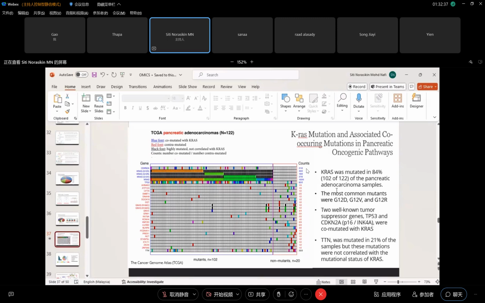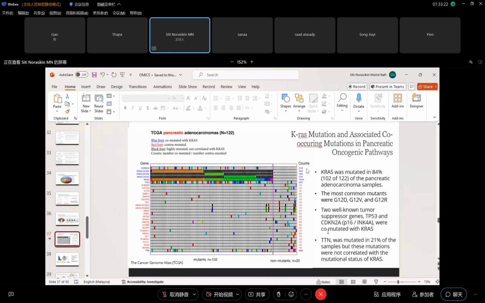So in here, what we can summarize based on the analysis is that KRAS was mutated in 84%, which is 102 samples out of 122 pancreatic adenocarcinoma samples. Up till here, they have this KRAS mutation. Here is the non-mutant: 20 have no KRAS mutation. The most common mutations of KRAS are G12D, G12V, and G12R, which are indicated here.